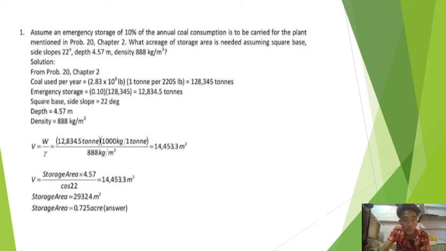So, first problem: assume an emergency storage of 10% of the annual coal consumption is to be carried for the plant mentioned in problem 20, chapter 2. What acreage of storage area is needed, assuming a square base, side slopes of 22 degrees, depth of 4.57 meters, and density of 888 kilograms per meter cubed?